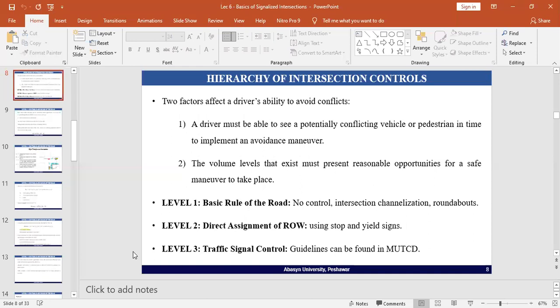Guidelines can be found in the Manual of Uniform Traffic Control Devices. I had given you an assignment on this manual, so you will have to submit that as well.